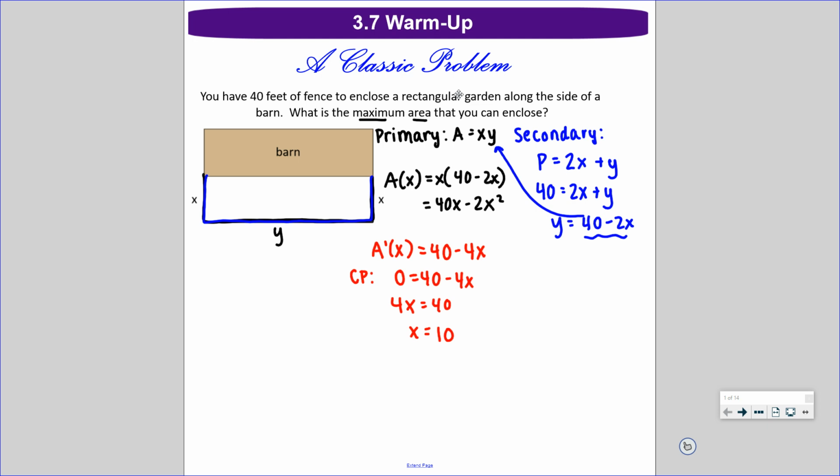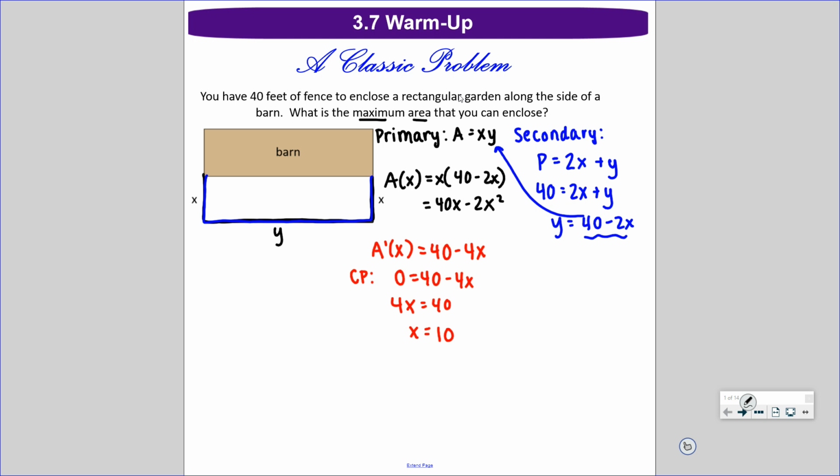Technically we're trying to find the absolute maximum area, the absolute max. So really what we should do is use the candidates test. This was way back in the first lesson of chapter 3, where you plug in your critical points and your endpoints on the interval to figure out where your highest point is on the whole entire graph. But since we're talking application problems, a lot of these are closed intervals.